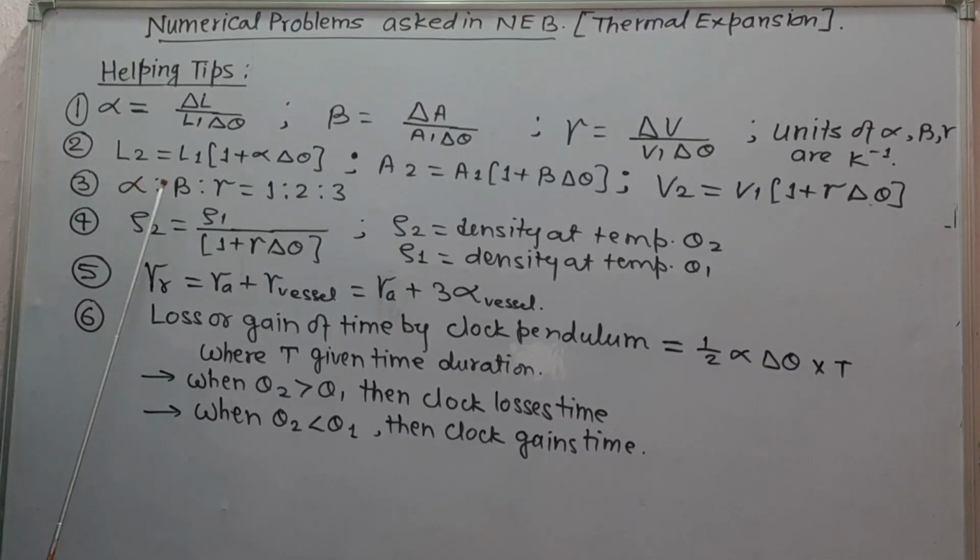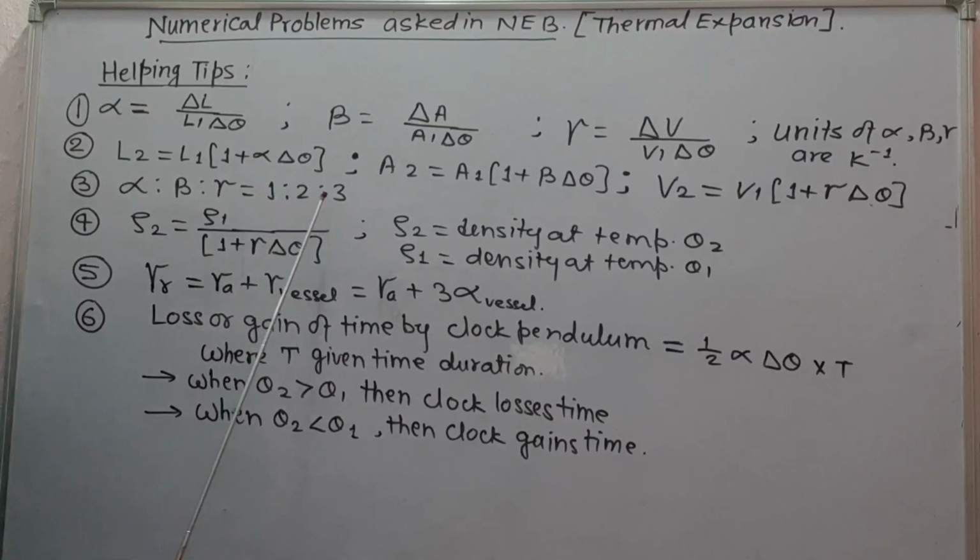The ratio of alpha to beta to gamma is 1 : 2 : 3. If ρ1 is the density at temperature theta 1 and ρ2 is the density at temperature theta 2, then ρ2 is equal to ρ1 upon (1 plus gamma delta theta). Coefficient of real expansion is equal to the sum of coefficient of apparent expansion plus coefficient of cubical expansion of the vessel, which is equal to 3 into linear expansivity of the vessel.